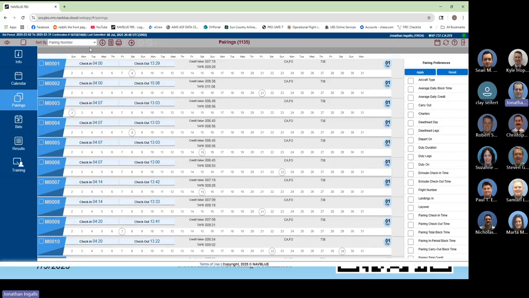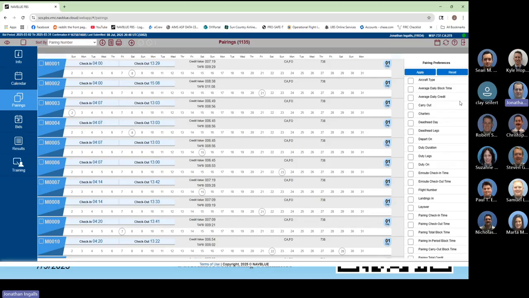We can sort by default pairing number, but we could sort by check-in time, checkout time, credit value, time away from base, what stations it goes to, what positions, again, a flight attendant thing, not a pilot thing, aircraft type, length of trip, the dates it starts on, the average daily credit. I'm sorting right now smallest to biggest. I could instead sort biggest to smallest if I wanted to, and see the sorts at the end.